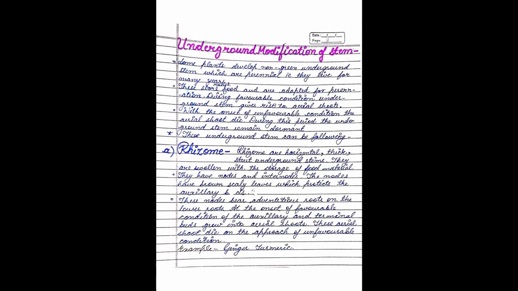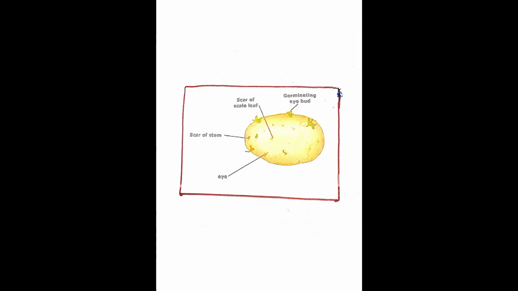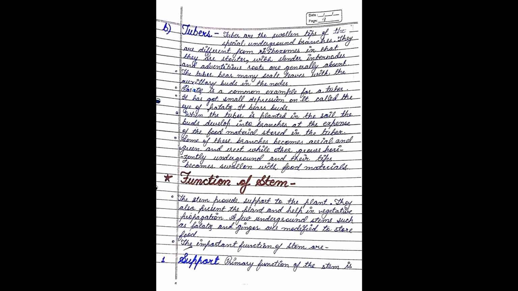Then comes the underground modification of the stem, which is seen in the rhizome. They have nodes and the internodes. The examples are the ginger and the turmeric plant. Then comes the tubers, which are the swollen tips of the special underground branches.